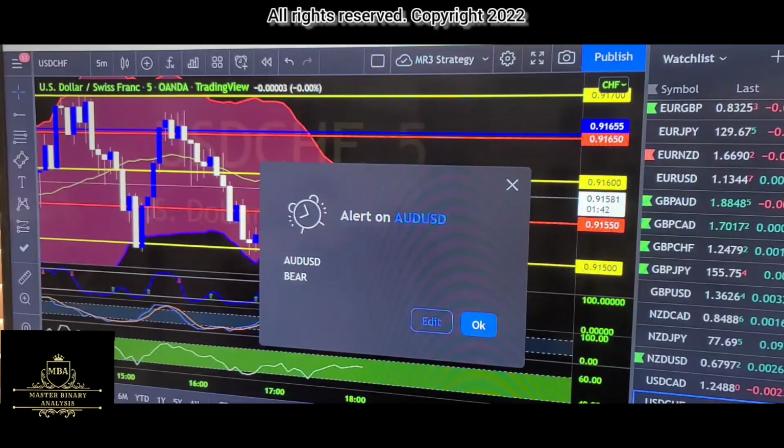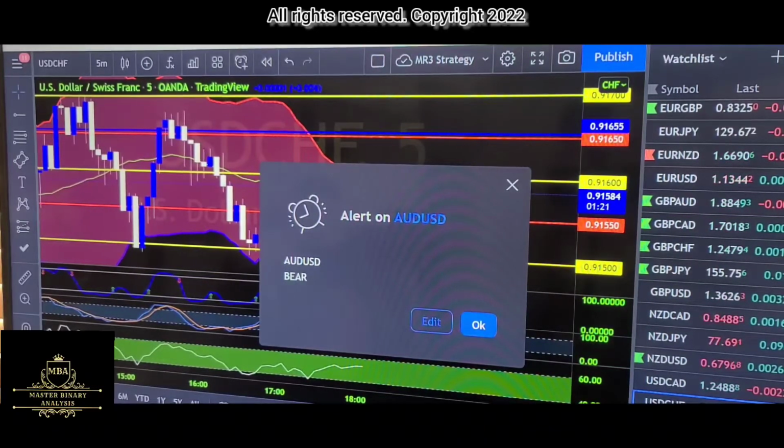Today is Wednesday the 19th. It's about 11 a.m. Mountain Standard Time. So right now what you're looking at on your screen is an alert on AUDUSD. I set these alerts for when I feel price is going to reverse at a certain point.